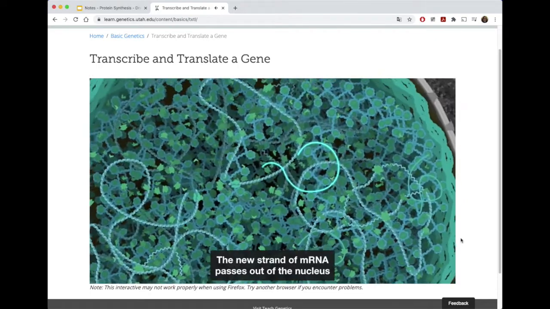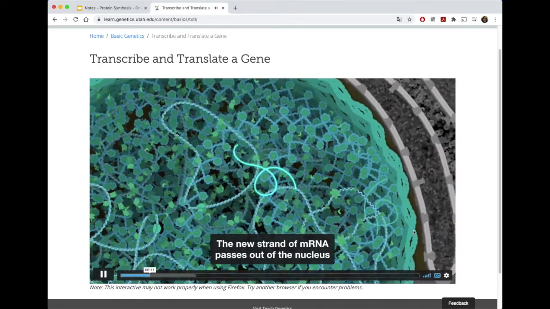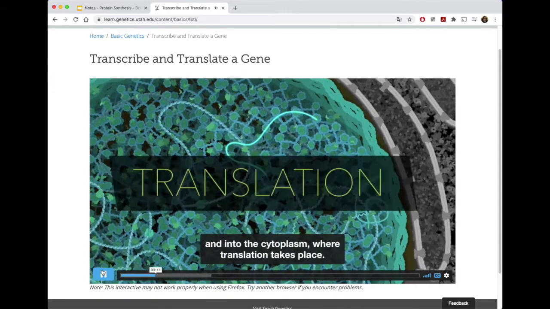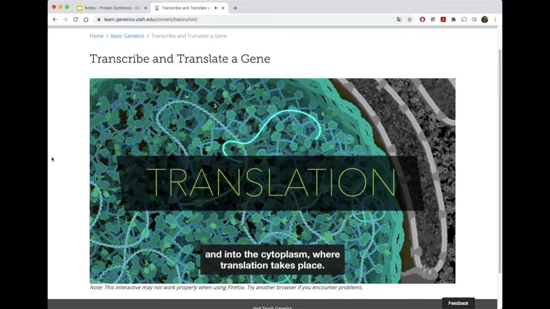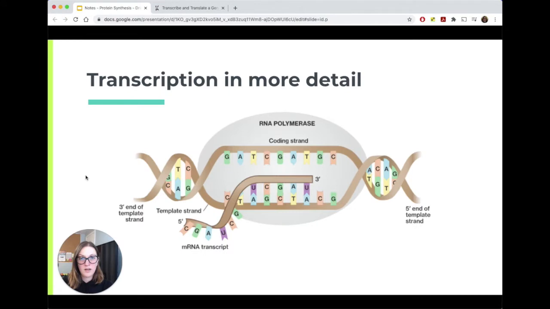The new strand of mRNA passes out of the nucleus and into the cytoplasm, where translation occurs. So that animation showed transcription in a nutshell, again using DNA to make mRNA. What's really important is that you understand the base pair rule here. mRNA does not have T. So anytime you would have written a T when you're building an mRNA strand, you instead replace the T with U, which stands for the nucleotide uracil.